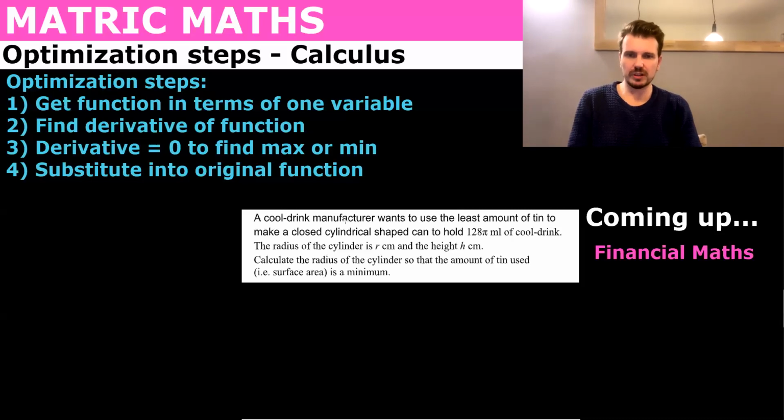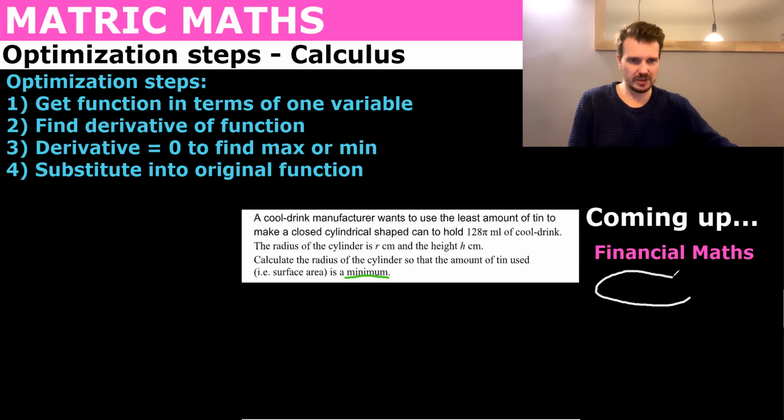A cool drink manufacturer wants to use the least amount of tin to make a closed cylindrical shaped can to hold 128 pi milliliters of cool drink. Okay, so we know it's an optimization question because they put minimum in the question. So that's a key point there, right?